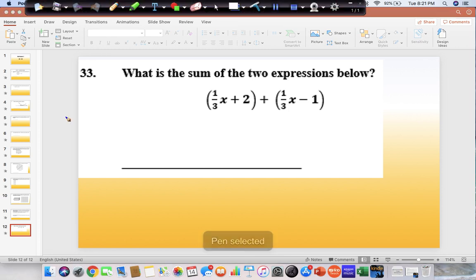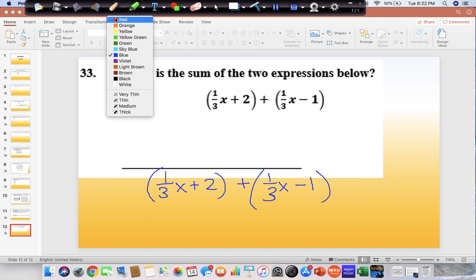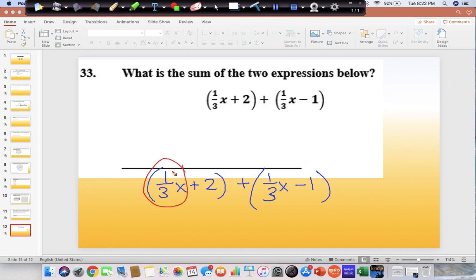Okay, last one. What is the sum of the two expressions below? What you can do here, I'm going to rewrite these down here. You can use the associative property and the commutative property to switch these numbers around so that you can combine like terms. What I mean by that is putting things that go together. So 1/3 x plus 1/3 x, I'm going to put those over here. And then I'm going to put the 2 minus the 1 over here.